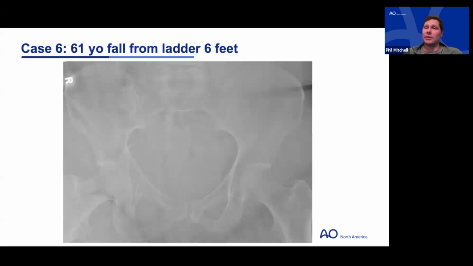I think this highlights some of the concerns in the last case too. So Patrick, walk us through this. 61-year-old fell through 6 feet. What do you see on this plain film? Yeah, you see displacement of the posterior column there. There's an ilioischial line you could maybe say is intact, but partially disrupted there.